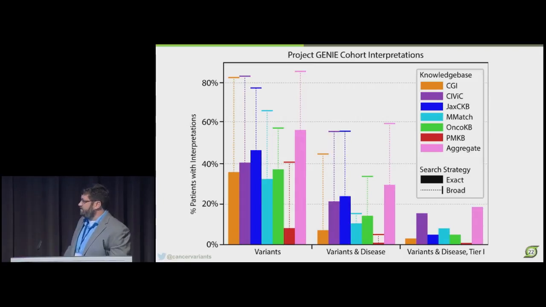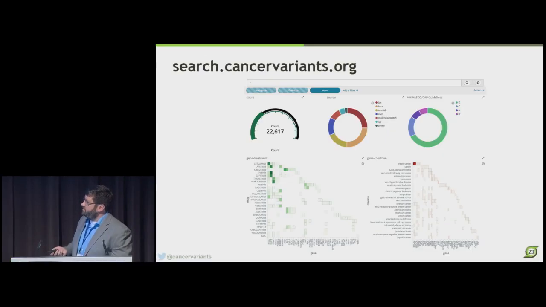We did not provide these data for tier 1 because those standards do require very specific matching criteria in order to make the classifications valid. But in the cases of variants and variant disease matching, we noted almost a 2-fold increase in the cohort interpretability by making a broader search strategy. And there are more details about that in our associated manuscript.